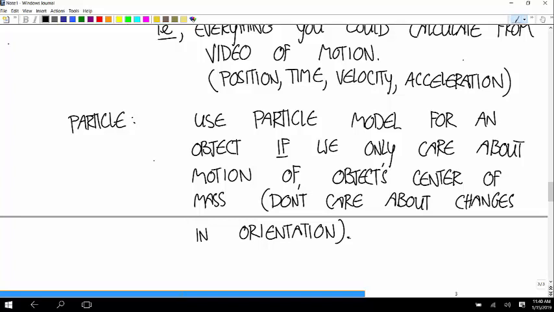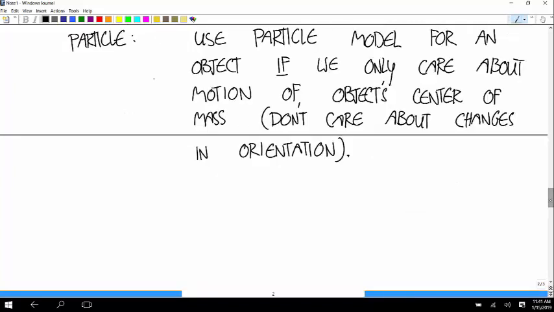Now, if you wanted to calculate where the Rawlings logo is when it hits the ground, then you have to take into account how fast it's rotating. Orientation matters, and we wouldn't use a particle approximation for that. Okay, same thing with planets. If you just want to know where Jupiter's going to be in its orbit on a certain date, then a particle approximation is fine. If you want to know where the spot of Jupiter is going to be oriented at that time, then you can't use a particle approximation.